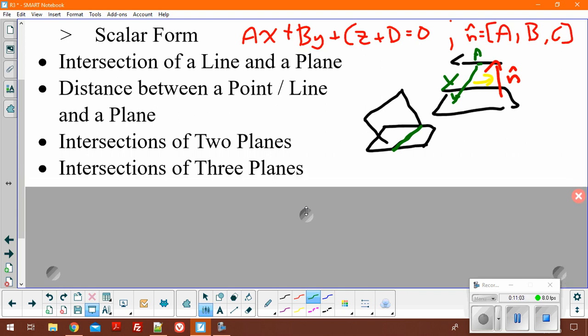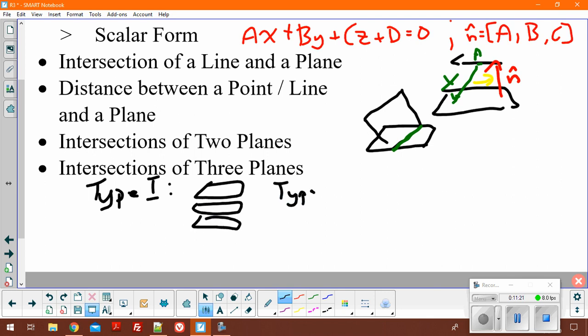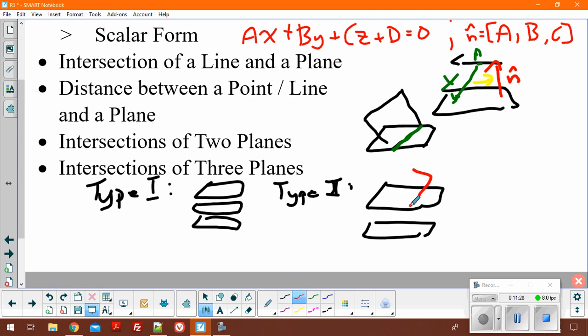Okay. You need to know the different ways that three planes intersect, right? So again, we had a type 1, where all three planes are parallel, so there is no intersections at all. Okay, there's type 2, where two of the planes are parallel, but the third one intersects the other two. So there's two different lines where it intersects, here and here.